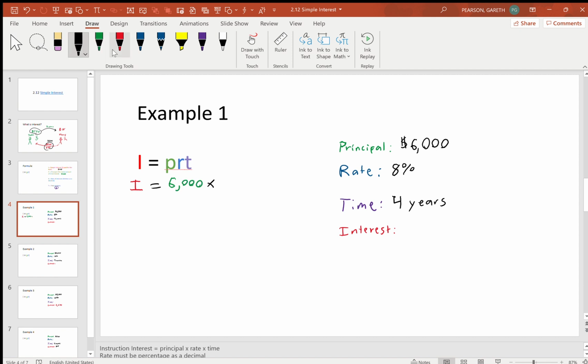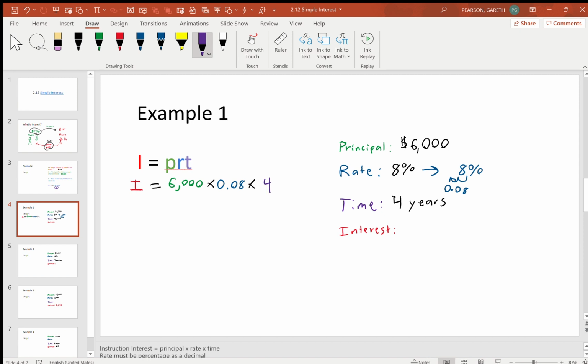times my rate. Now with a rate, it's really important. You can't put it as a percent. You need to put it as a decimal. So take the decimal point, move it 2 spots to the left. You get 0.08. So that's 0.08 times my time, T, and my time is 4 years.